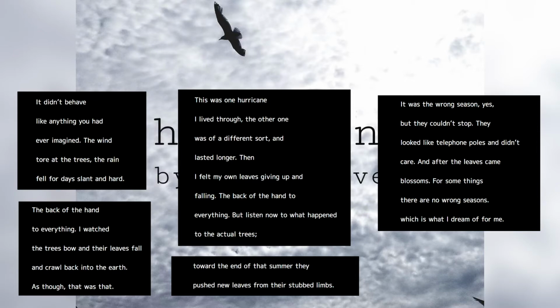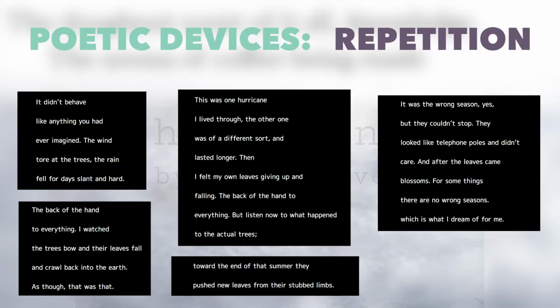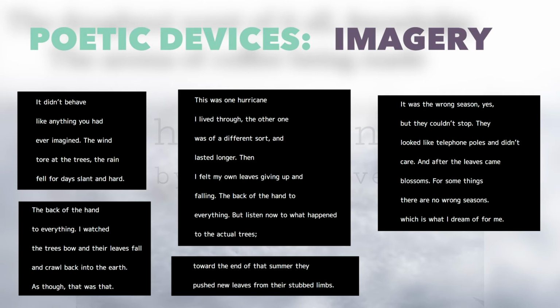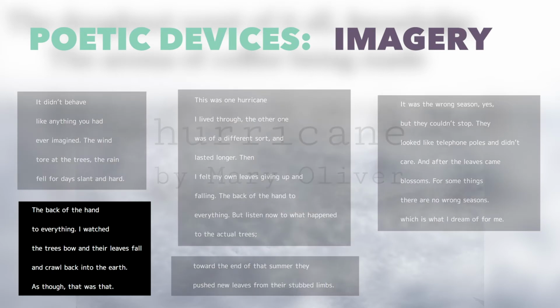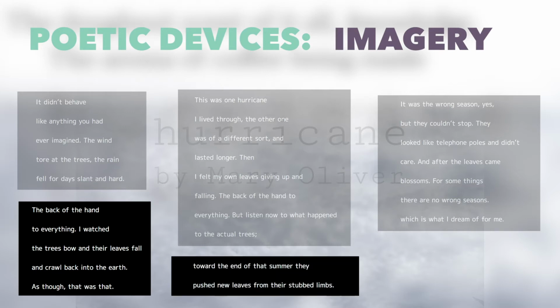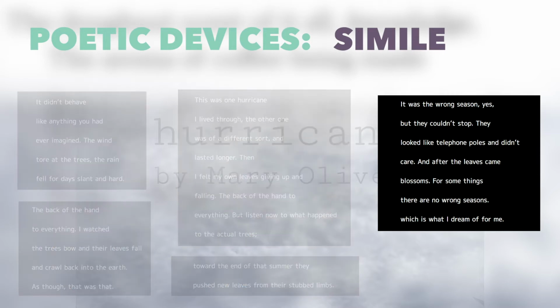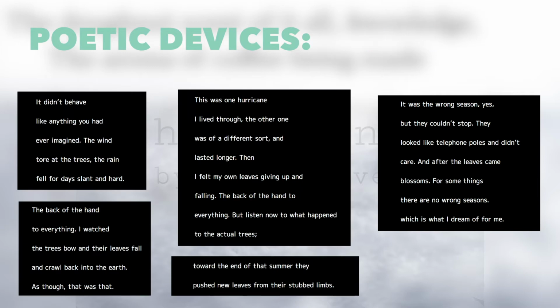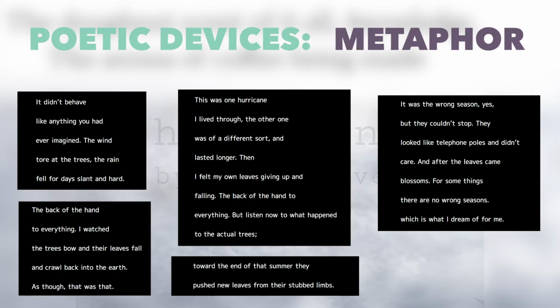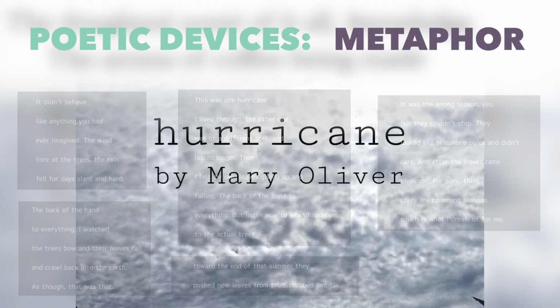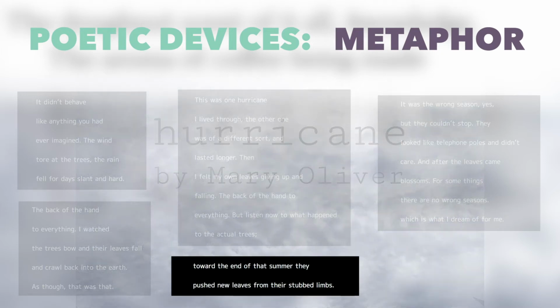This poem is a great example of how we can use the natural world as a way to understand and frame what happens in our lives. I see repetition, do you? That's right. It's in the line, the back of the hand to everything. I also see imagery, especially relating to the leaves which fall and crawl back into the earth, and then later, new leaves emerge from stubbed limbs. There is a simile. What is it? It's near the end of the poem. When Oliver says the tree limbs and their newly sprouting leaves look like telephone poles. There are two big metaphors in the poem. What are they? Hint, one is in the title. Yep, the actual hurricane is a metaphor for a personal struggle. The other metaphor compares the new tree growth to overcoming a personal obstacle.